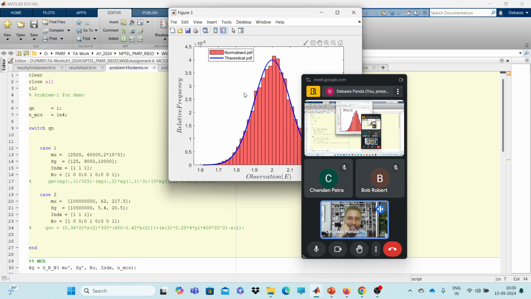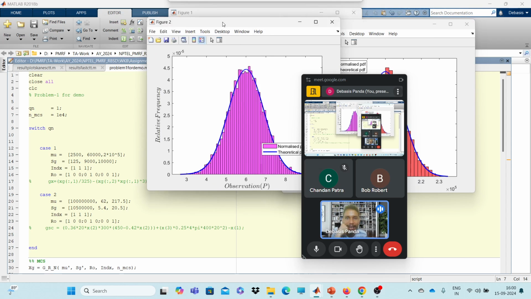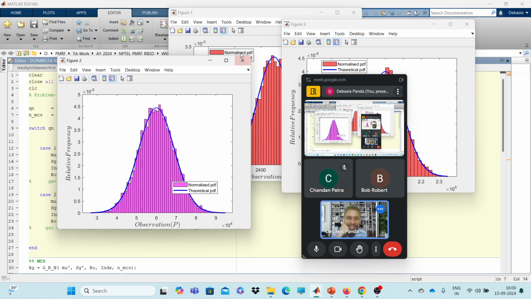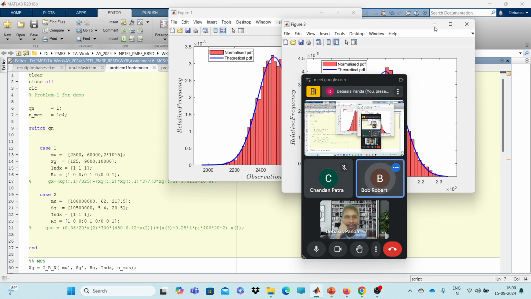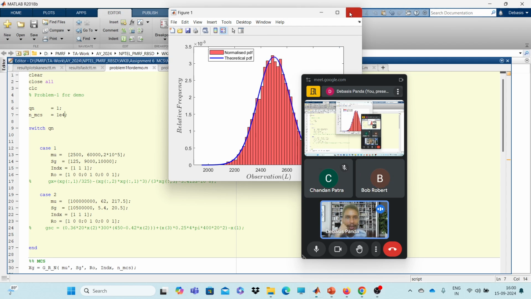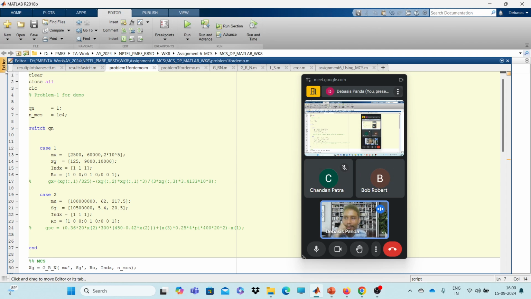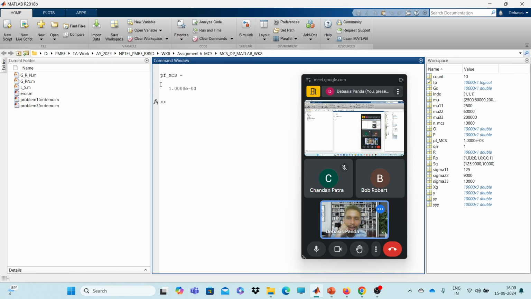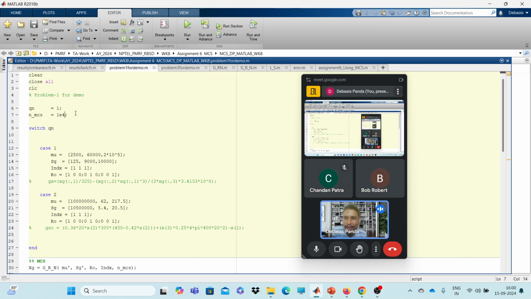Your actual and theoretical PDFs are not matching as in the previous one. And very interestingly, let's see the probability of failure I am getting here. Look, 0.001, a very poor value. Now if I further decrease the number of simulations, to 10 to the power 3, let's see.